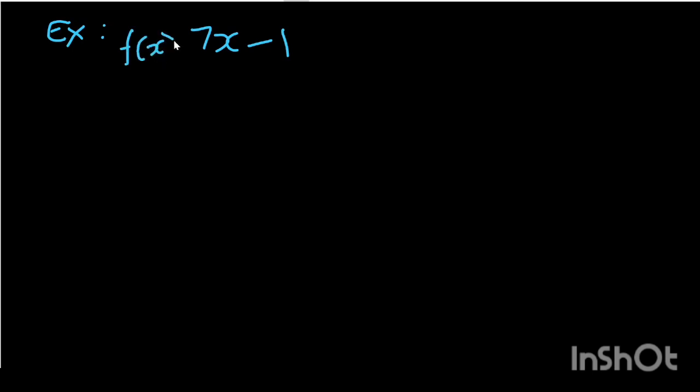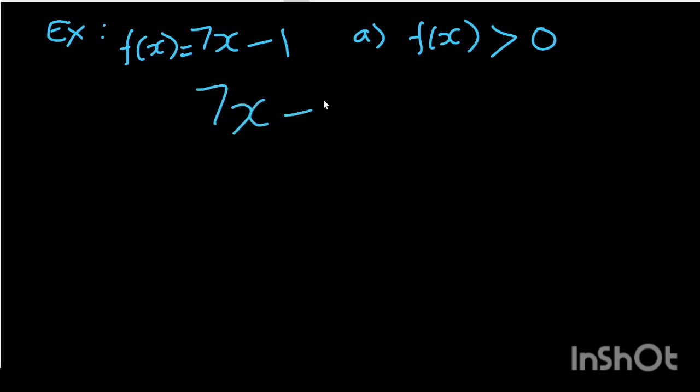Let's take an example of a linear polynomial, guys. 7x minus 1. Okay, let's name this as some f(x). So I am interested in finding when f(x) is positive, guys. So I will write 7x minus 1 greater than 0.